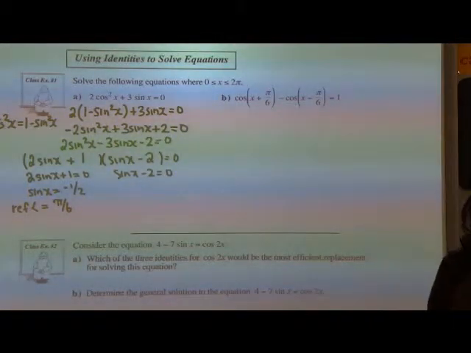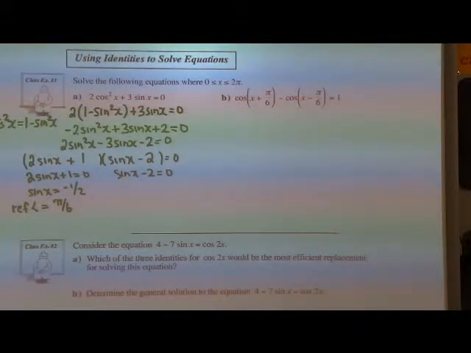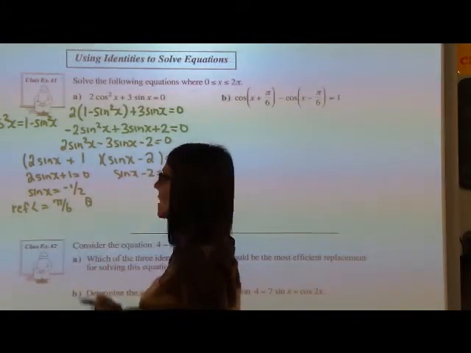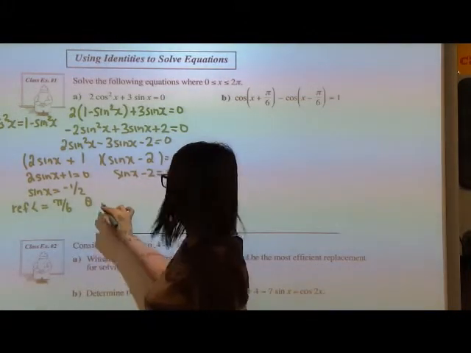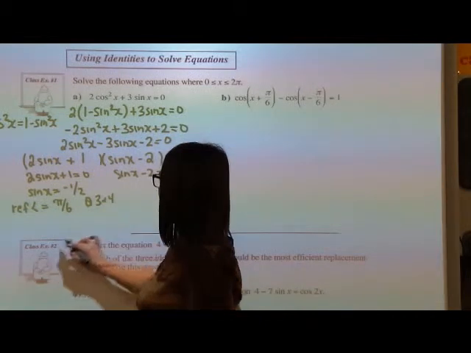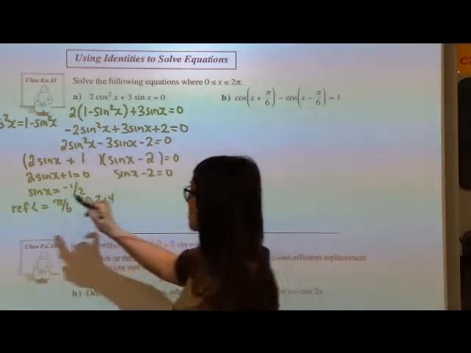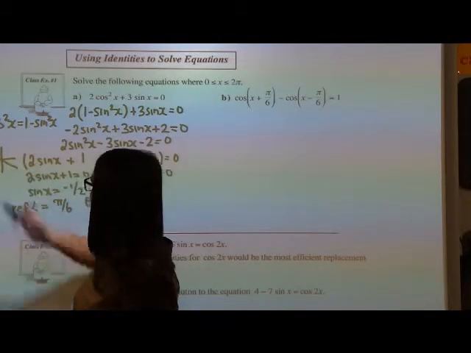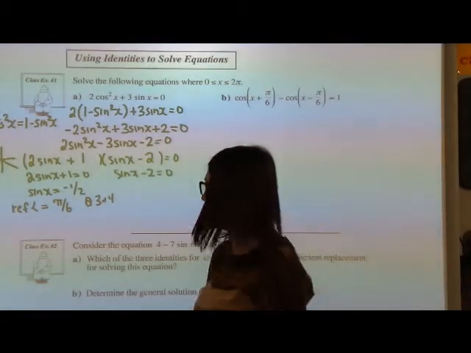So how does that help me find sine x equals negative 1/2? Find the quadrants. What quadrants is sine negative? 3 and 4. So now if I was to picture this, quadrant 3, quadrant 4. There are my two reference angles.